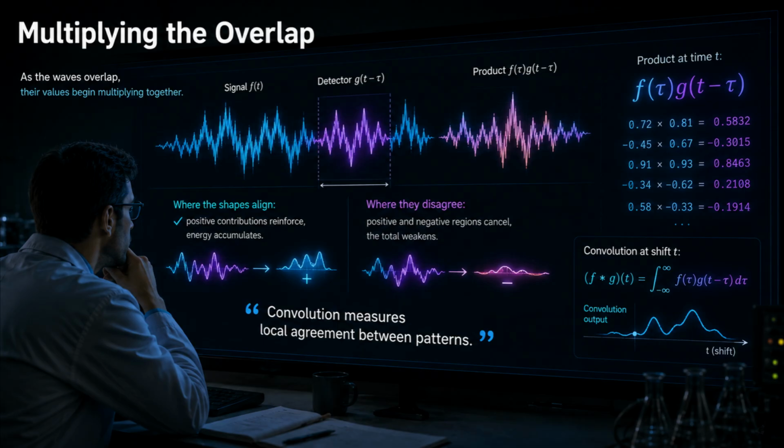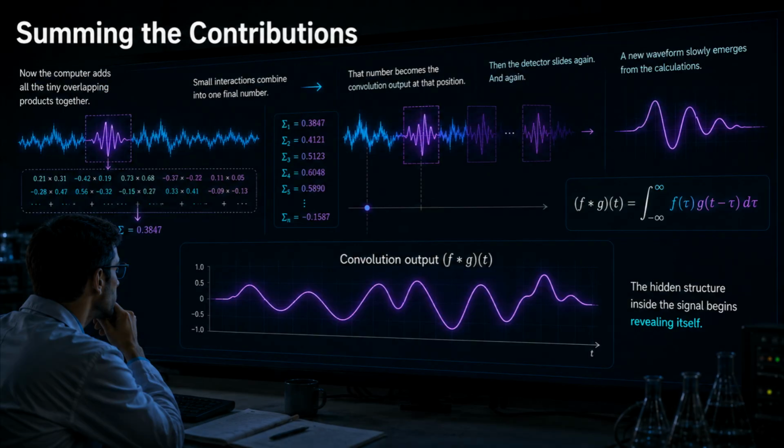The computation transforms geometry into measurable interaction. Convolution is now evaluating how strongly the two patterns resemble each other locally. The computer now adds all overlapping contributions together. Thousands of tiny interactions combine into a single output value. That value becomes the convolution result at this position. Then the detector shifts again, and the process repeats continuously. From repeated local comparisons, a new signal slowly emerges.